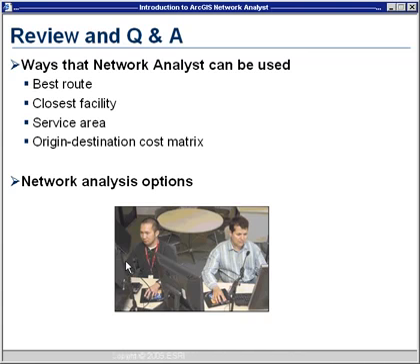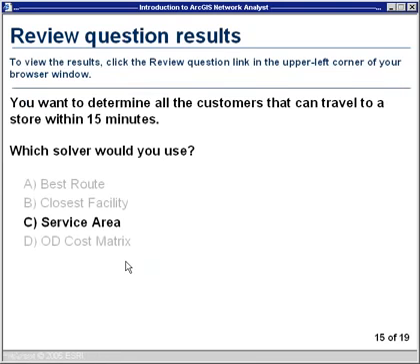Okay, let's take a look at the results of the first review question. We wanted to know which solvers you would want to use if you wanted to find all the customers that can travel to a store within 15 minutes. And the correct answer is C, the service area solver. It looks like about 68% of you answered it correctly. Remember, the service area solver travels out in all directions from a location and returns the streets that could be traversed within a specific amount of time or distance.